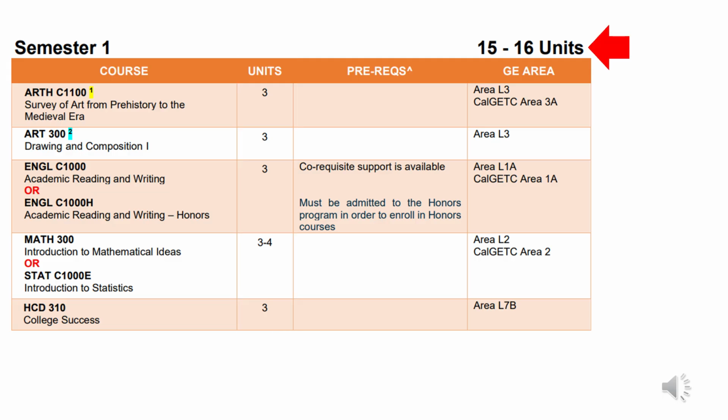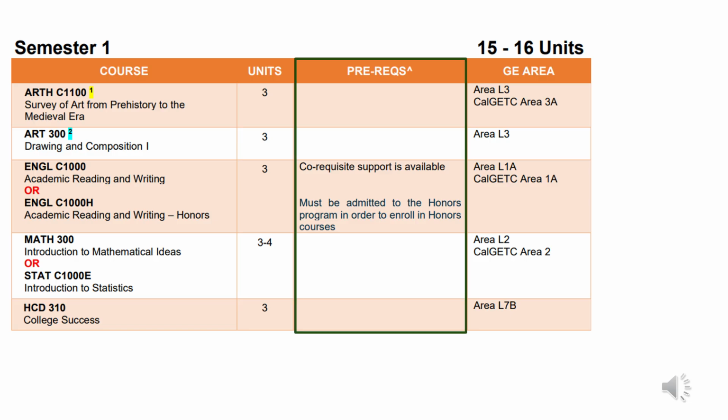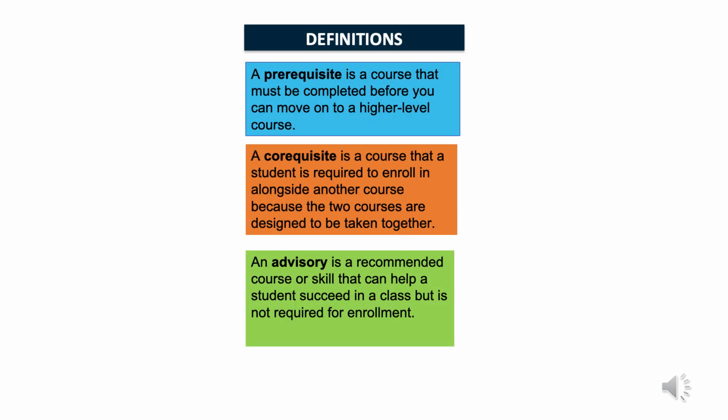Now, let's take a look at the prereq column. Despite its name, this column may contain information about prerequisites, co-requisites, and advisories associated with a course. A prerequisite is a course that must be completed before you can move on to a higher level course. A co-requisite is a course that a student is required to enroll in alongside another course, because the two courses are designed to be taken together.